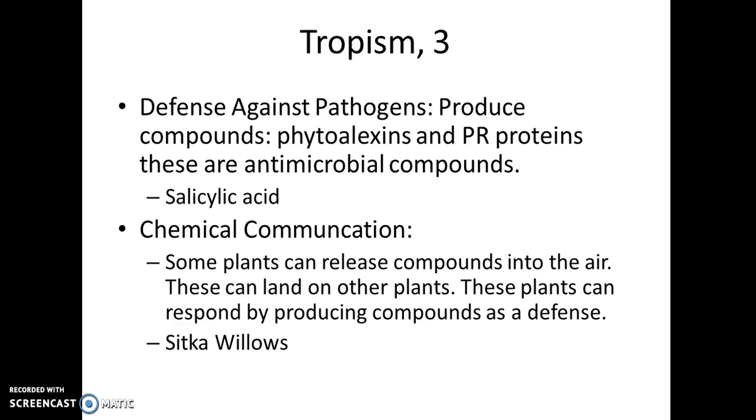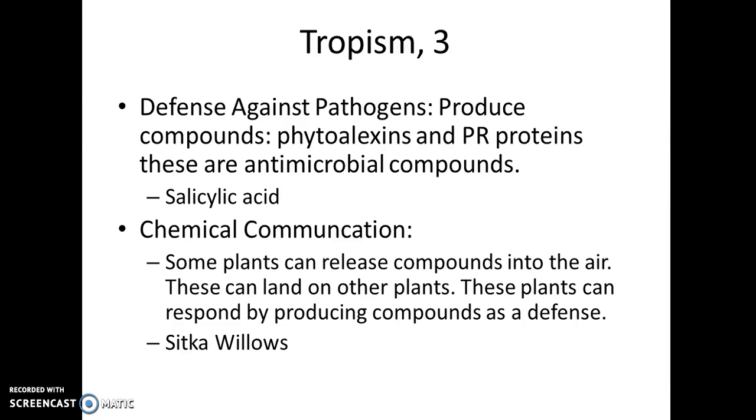Some plants can defend against pathogens. They produce compounds called phytoalexins and PR proteins that are antimicrobial compounds, so they can prepare themselves for bacterial infection. Some produce salicylic acid, which is aspirin, which can reduce inflammation.